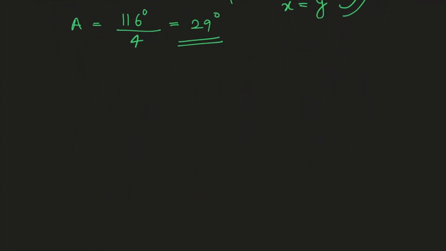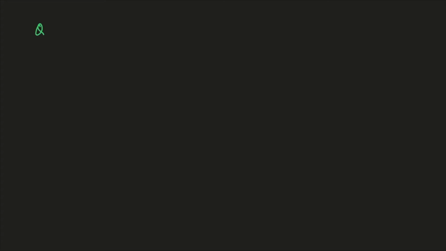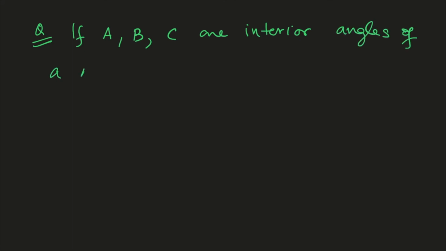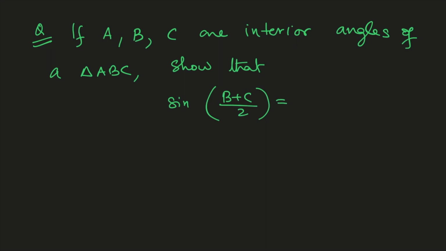Let's see one more question. The question is, if A, B, C are interior angles of a triangle ABC, show that sine of (B plus C) by 2 is equal to cos A by 2. Now, how do we attack this problem? And by the way, please pause this video and try to solve this on your own.